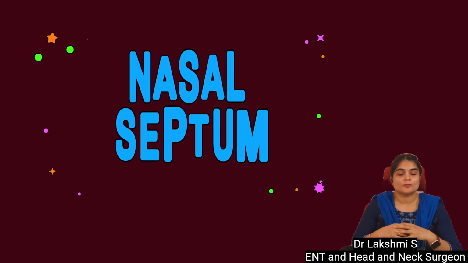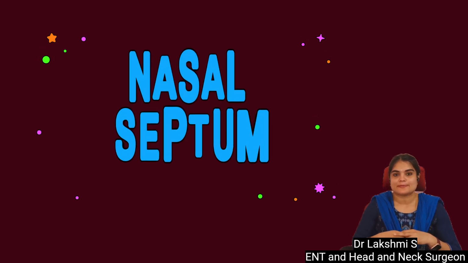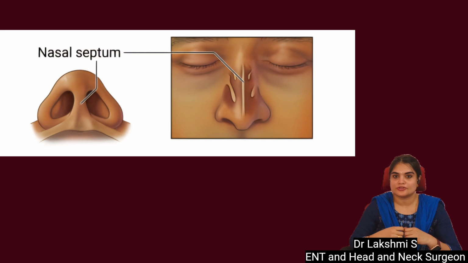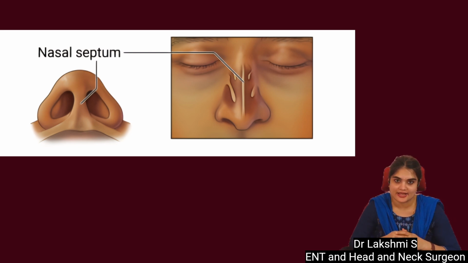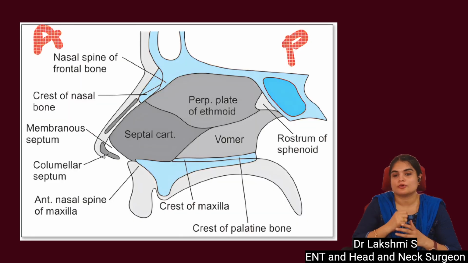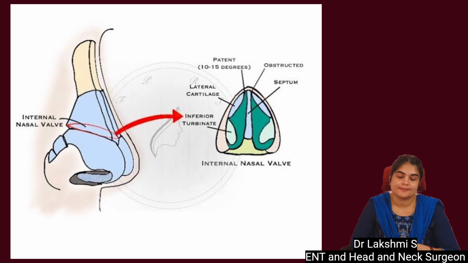Today we will be discussing the nasal septum. What is the nasal septum? The nasal septum is the central partition of the nose that separates the nasal airway into right and left nasal cavities. It also helps to support the dorsum of the nose and the tip of the nose, and it forms a part of the nasal valves.